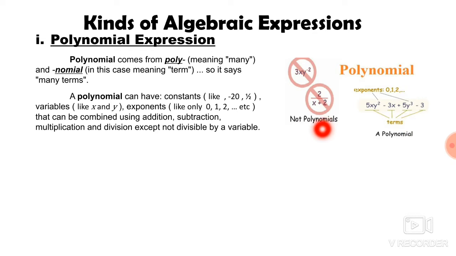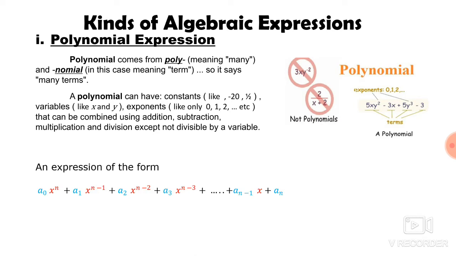This is not a polynomial because in the denominator we have a variable. We are dividing 2 with a variable. So this is not a polynomial. Here we have a negative exponent on y. So it is also not a polynomial.